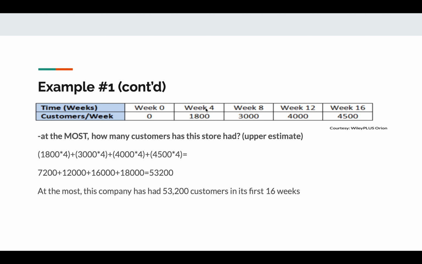Because the change in t, which you might see as triangle t sometimes, is always 4, and that doesn't change even though we're dropping this and adding this, you're going to multiply it by 4. 1,800 times 4, 3,000 times 4, 4,000 times 4, and 4,500 times 4. So we have 7,200 plus 12,000 plus 16,000 plus 18,000. That equals 53,200. So we know at the most this company has had 53,200 customers in its first 16 weeks.